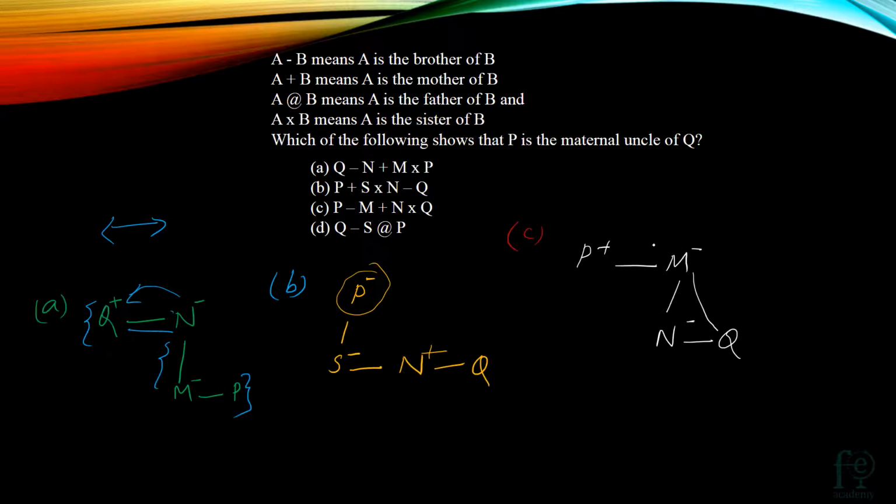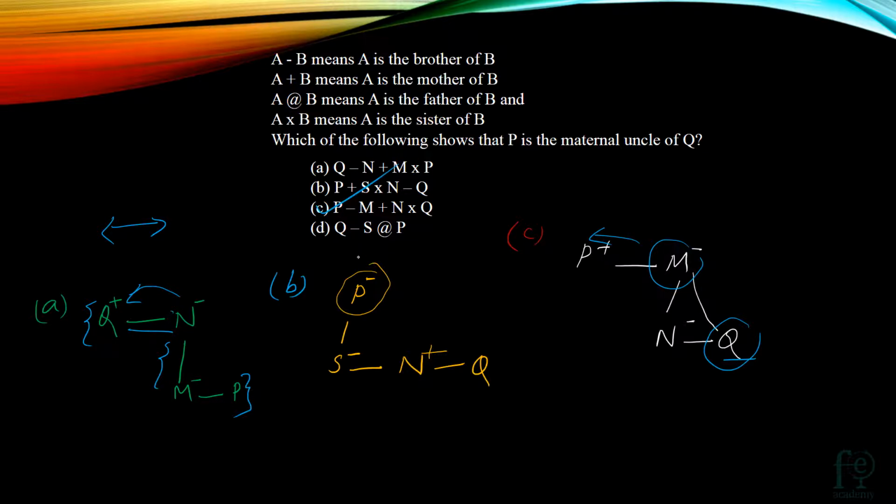And P is the brother of M. So here we can see that P is the maternal uncle of Q. So what do you mean by maternal uncle? Q's mother's brother, that is maternal uncle. So this option is representing that P is the maternal uncle of Q. So our C is our answer.